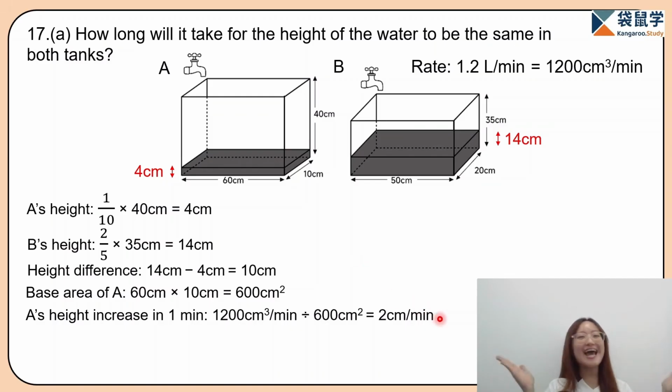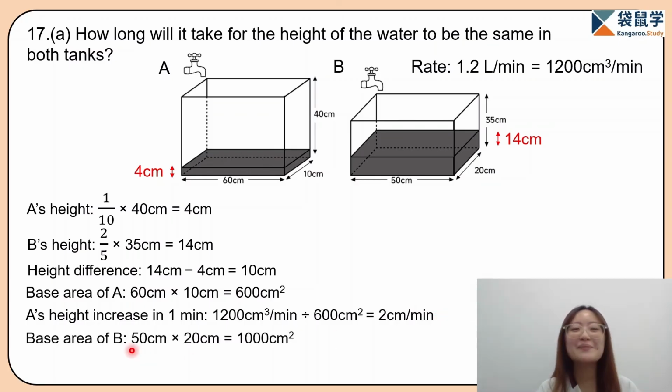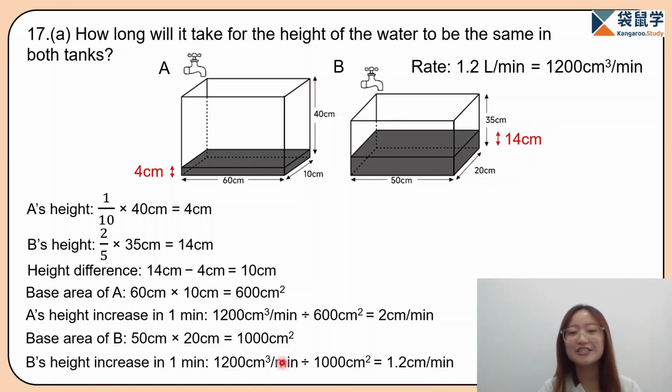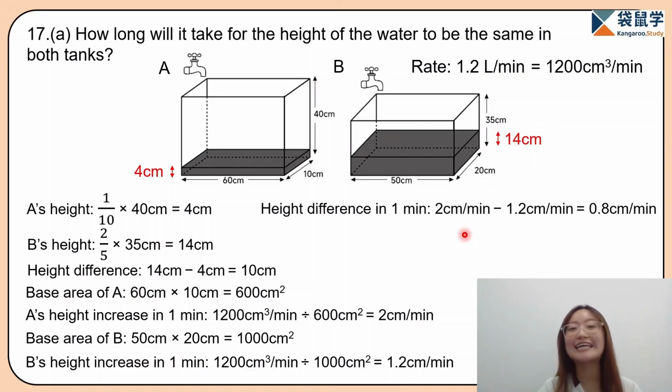And now we can do the same for tank B. So what is the base area of tank B? It will be 50 times 20, which gives us 1,000. And we can find B's height increase by taking 1,200 divided by 1,000, which gives us 1.2 centimeters per minute. So for B, for every minute increases by 1.2 centimeters. Alright, now let's find the difference in the height increase per unit time. So how can we find this? It will just be 2 minus 1.2 and that gives us 0.8 centimeters per minute.